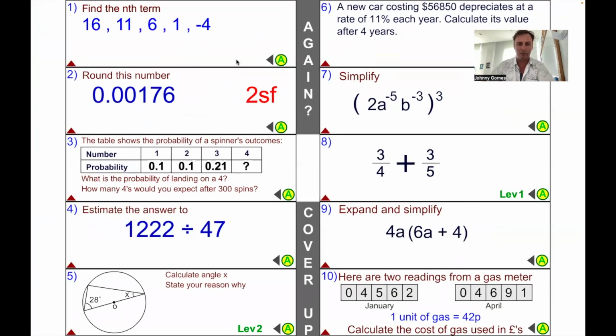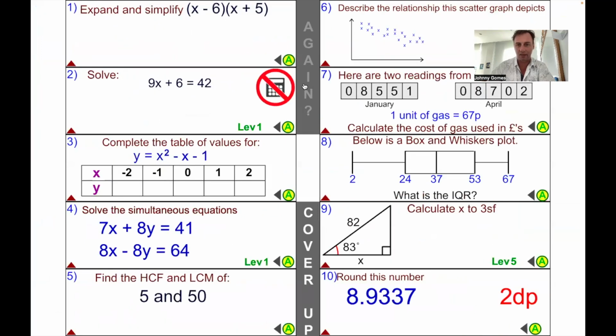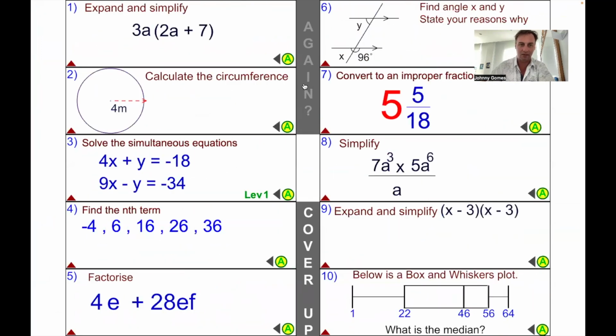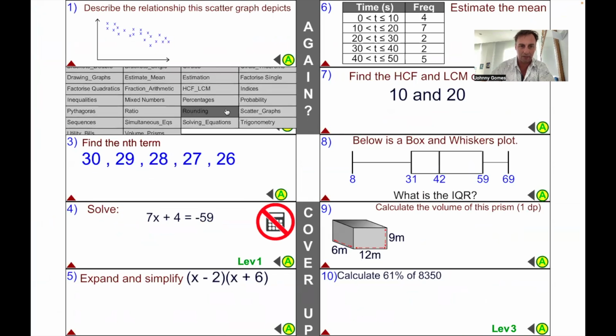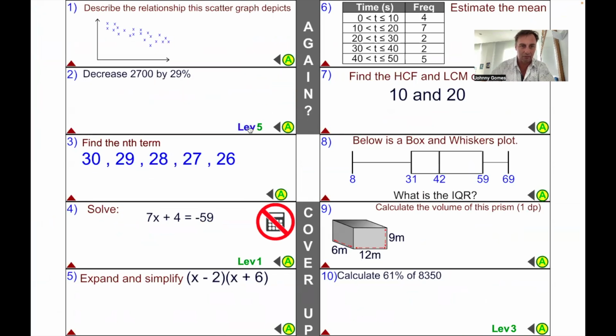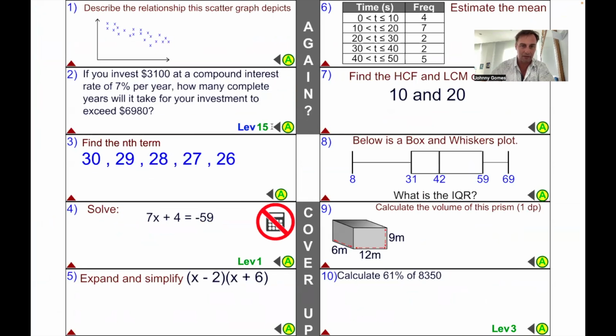But anyway, it's similar, but we get 10 questions now, and we can generate random 10 questions at a time. And then we've also got it topic by topic. There's about 30 topics that we can select. Percentages, we've got different types of percentage questions depending on the level. But anyway, that's another video in itself.